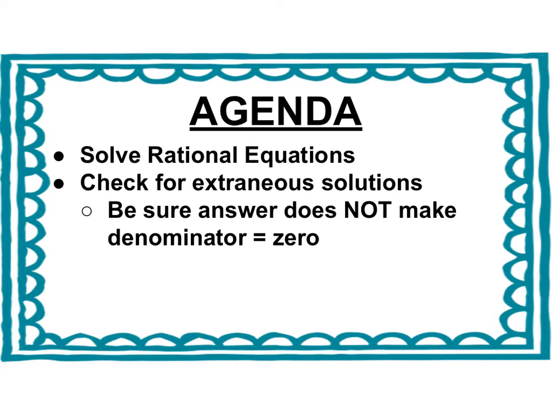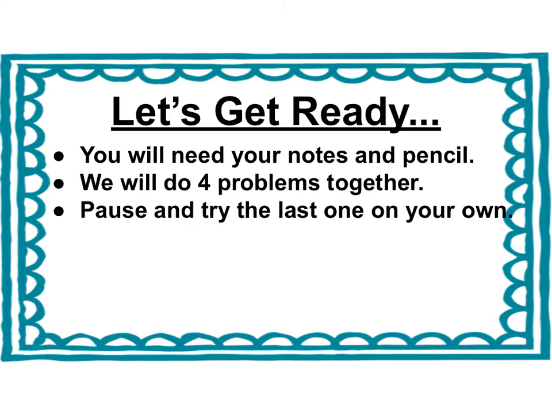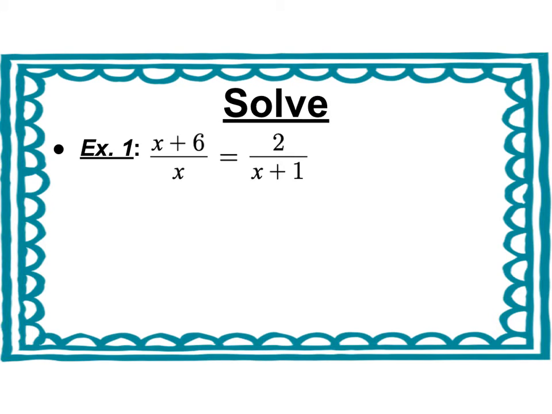On the agenda, we're going to solve rational equations. It's important to check for extraneous solutions and make sure your answer does not make the denominator equal 0. Let's get ready. You need your notes and pencil. We'll do 4 problems together. Be sure to pause and try the last one on your own. So here's our first one.